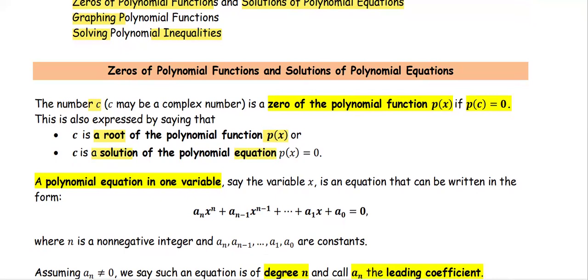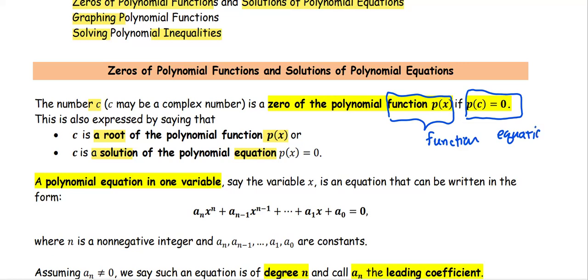So the difference between the function and the equation is that the function is the expression by itself, like p of x, and the equation is when the expression equals 0, or you have the equal sign with a left expression and a right expression. So this one is the function, and this one is the equation. You can notice the equal sign as part of the equation.